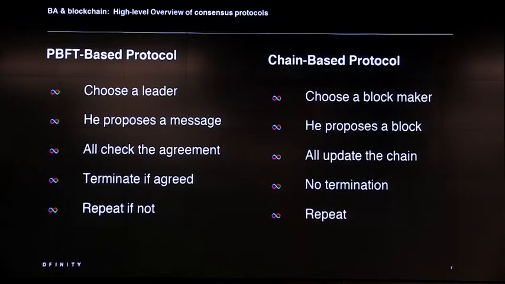Now let's compare PBFT-based protocols with blockchain-based protocols. Essentially, blockchain is also a Byzantine agreement protocol.